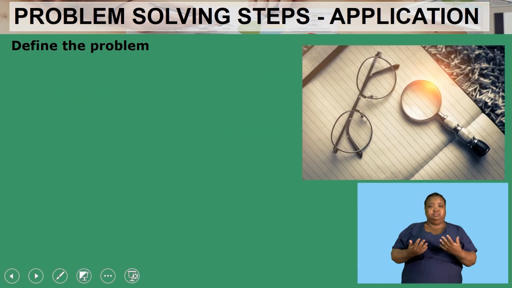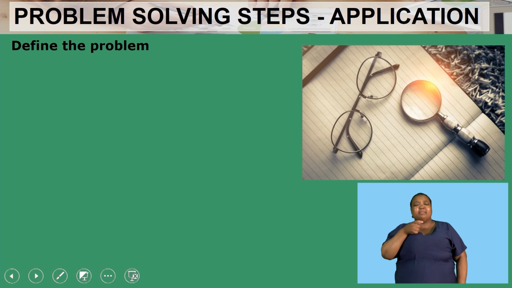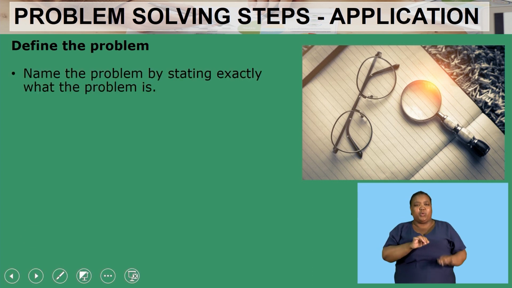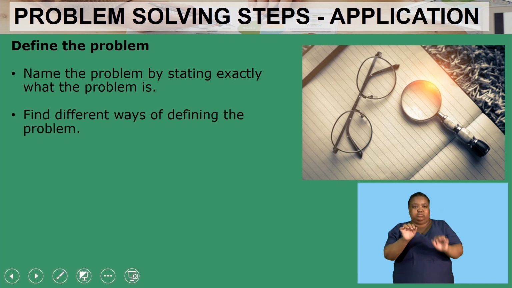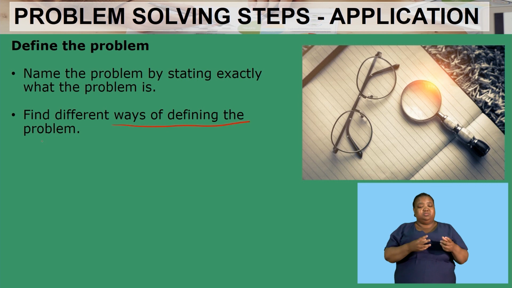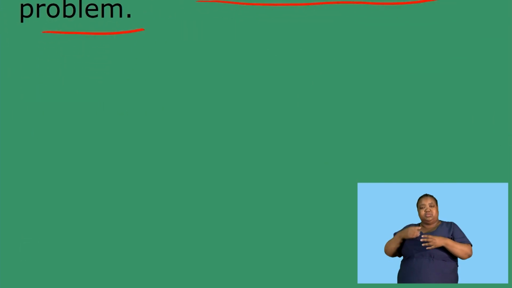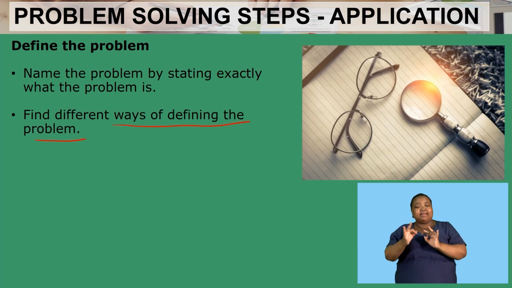The second one, we are defining the problem. When you define the problem, you need to find the causes of the problem. What causes this problem? So you name the problem by stating exactly what the problem is. And thereafter, you find different ways of defining the problem. Then we move on to the third part. We are still on defining the problem, by the way.